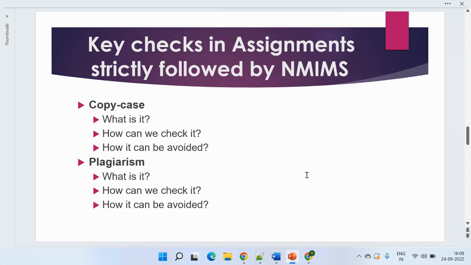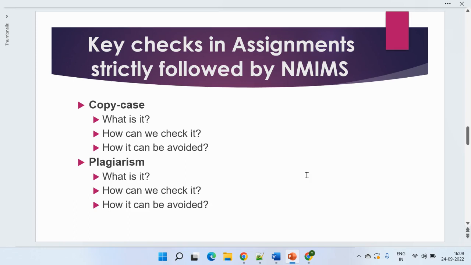Next comes plagiarism. Plagiarism is simply the term used if you are using the knowledge, or the content, of some other person, right? Maybe a scientist, or some third party, or some author, or some great novelist or something like that.